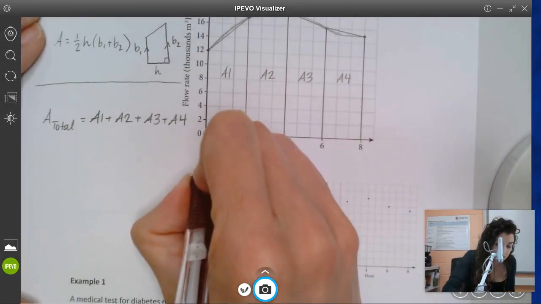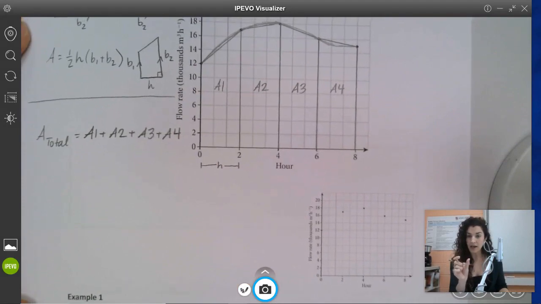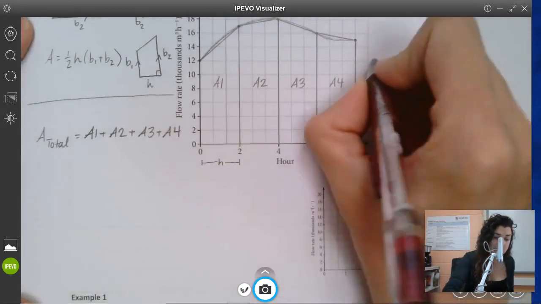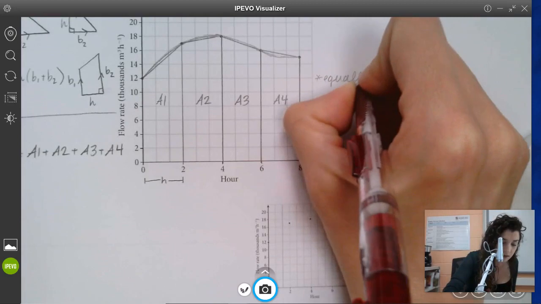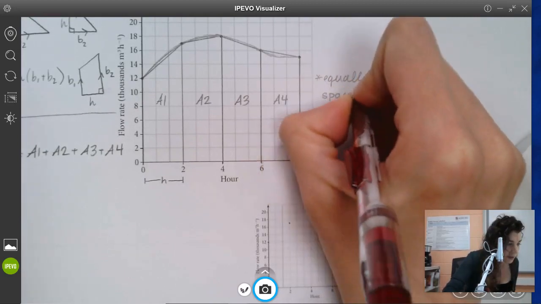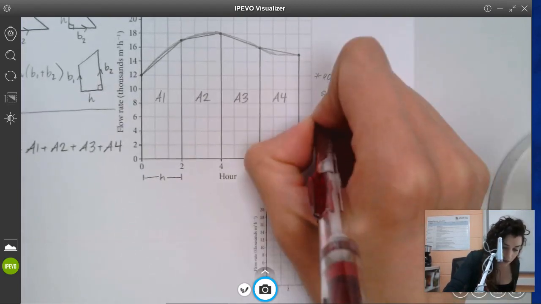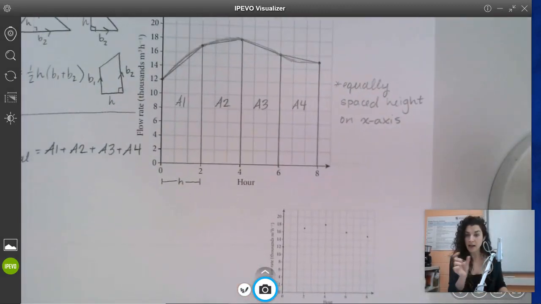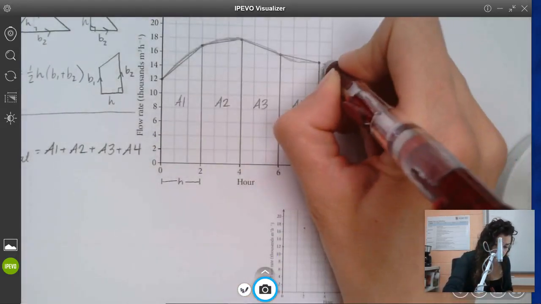Your height is going to be the distance along that x-axis of each trapezoid. Notice that they are equally spaced. That is going to be key here for your trapezoid rules, that you have equally spaced height on x-axis. So if you have a distance of 2 for that height, they need to continue to be a distance of 2. And then your bases, how do I represent this?